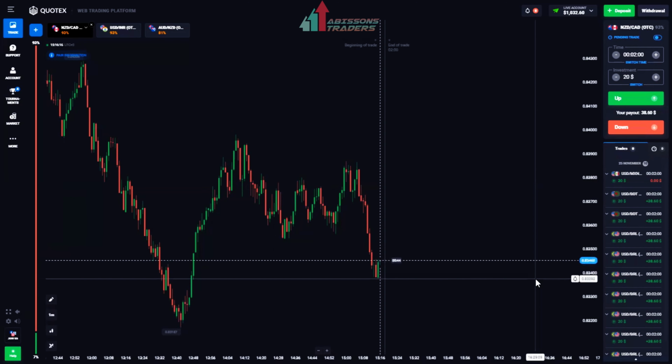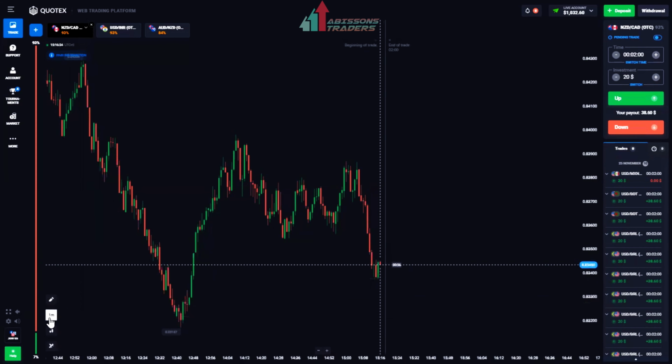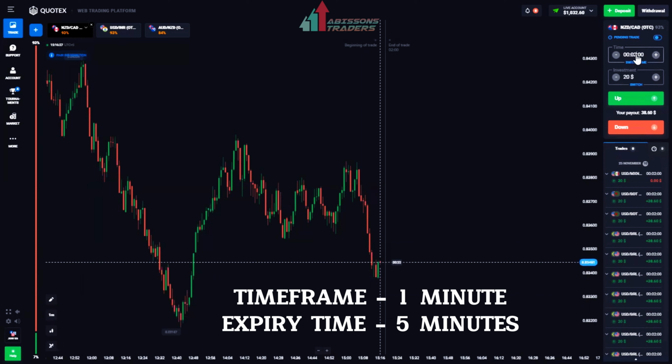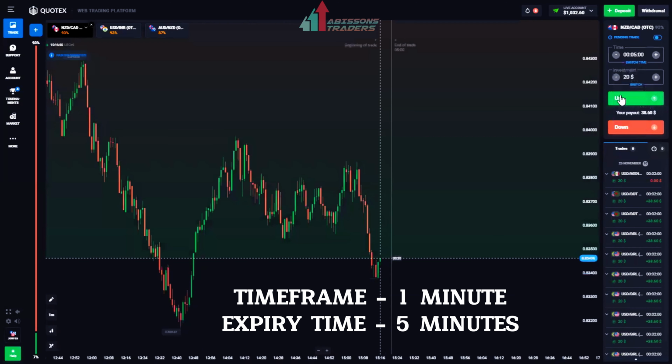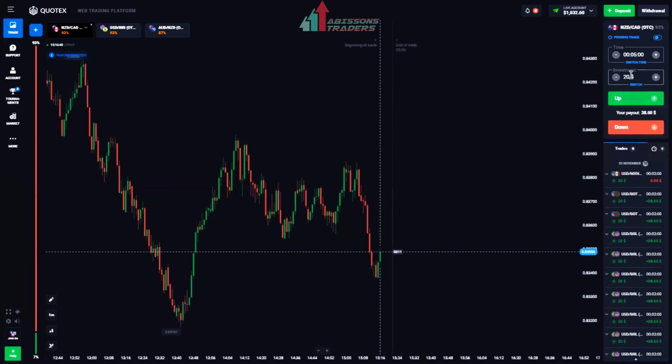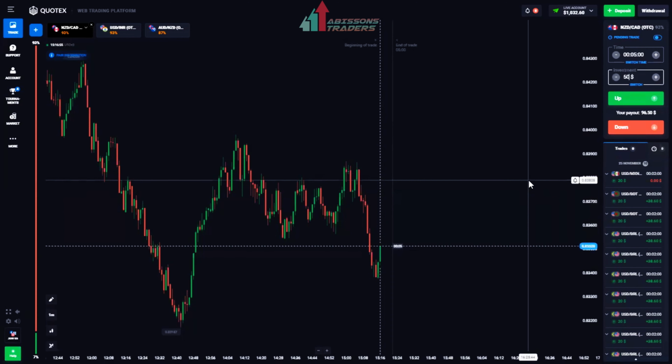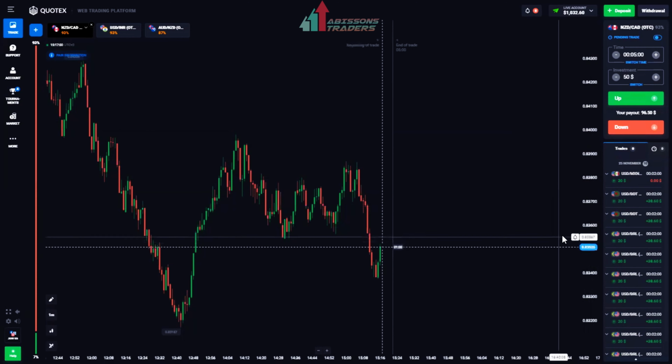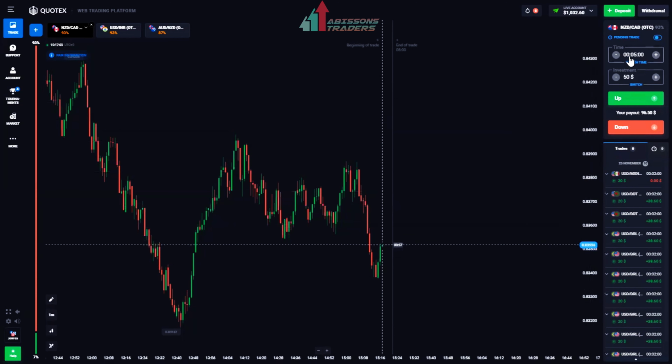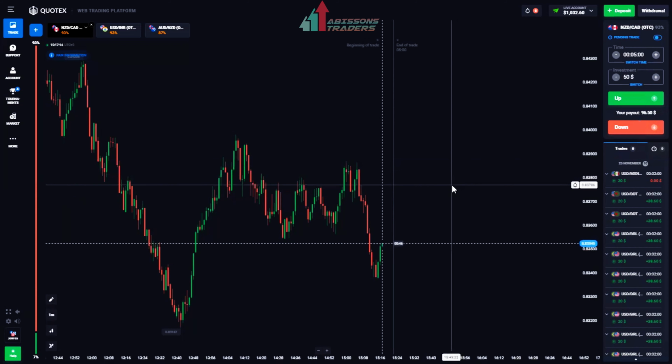Let me explain how this strategy works. It works in a 1 minute time frame, so make sure you change the time frame here to 1 minute, and then change the duration to 5 minutes. After that, change the amount to $50, because we want to make $40 per trade. In each trade we trade with 5 minutes duration with a $50 stake, which means you get $46 in profit.